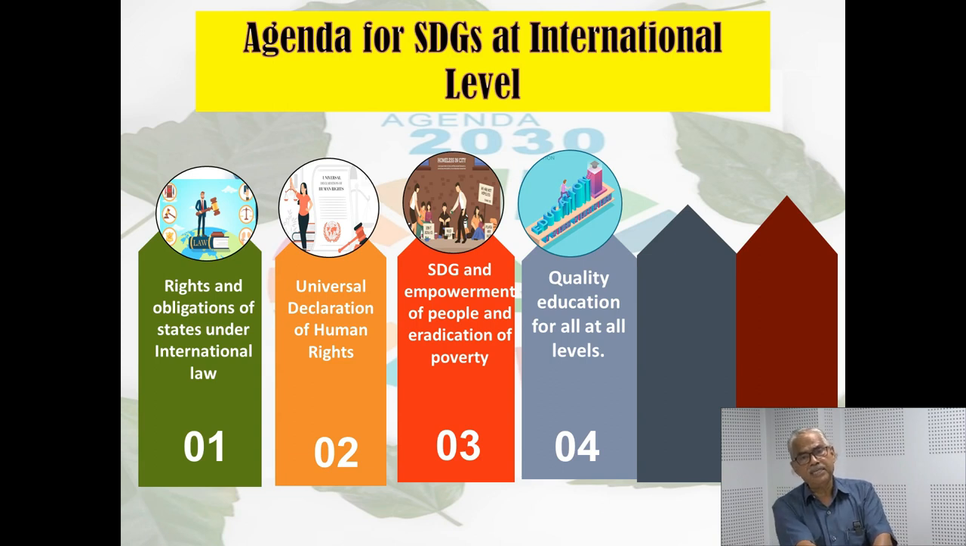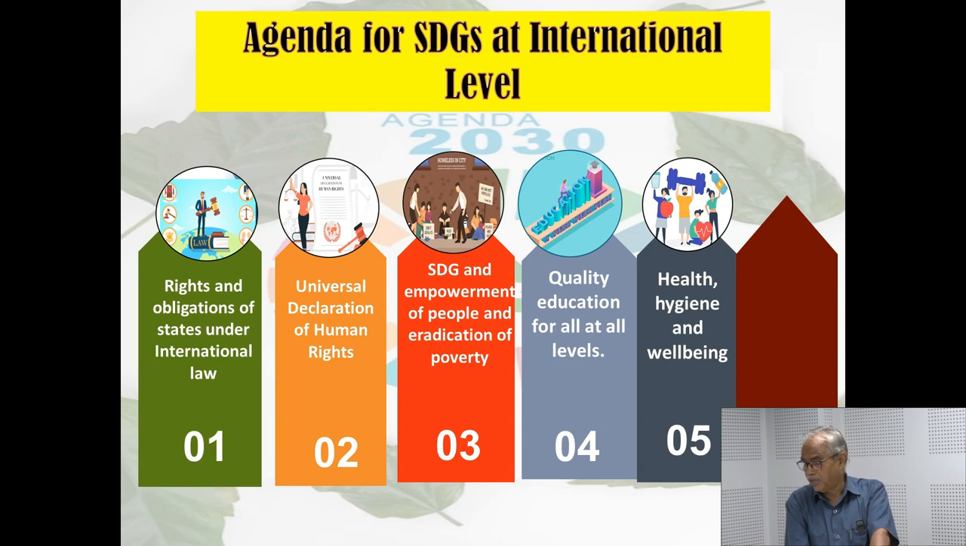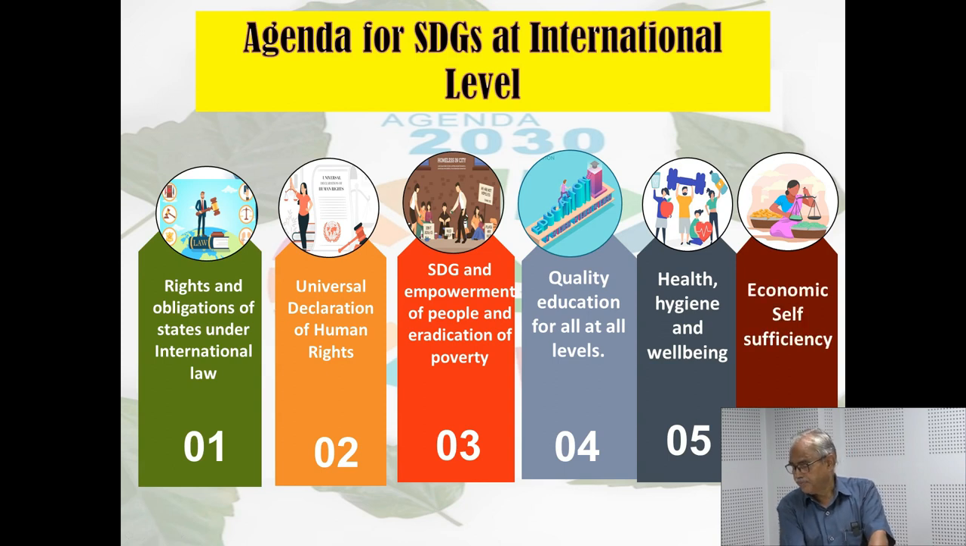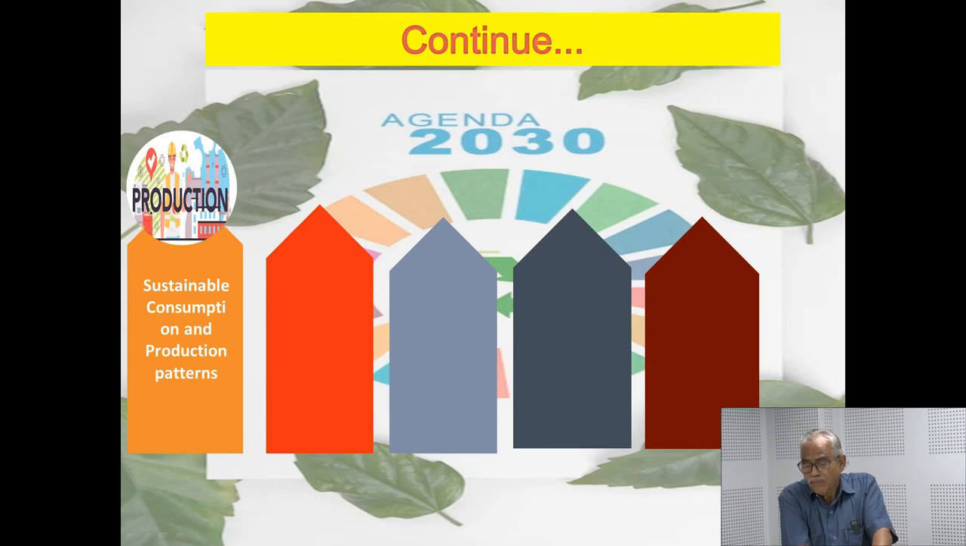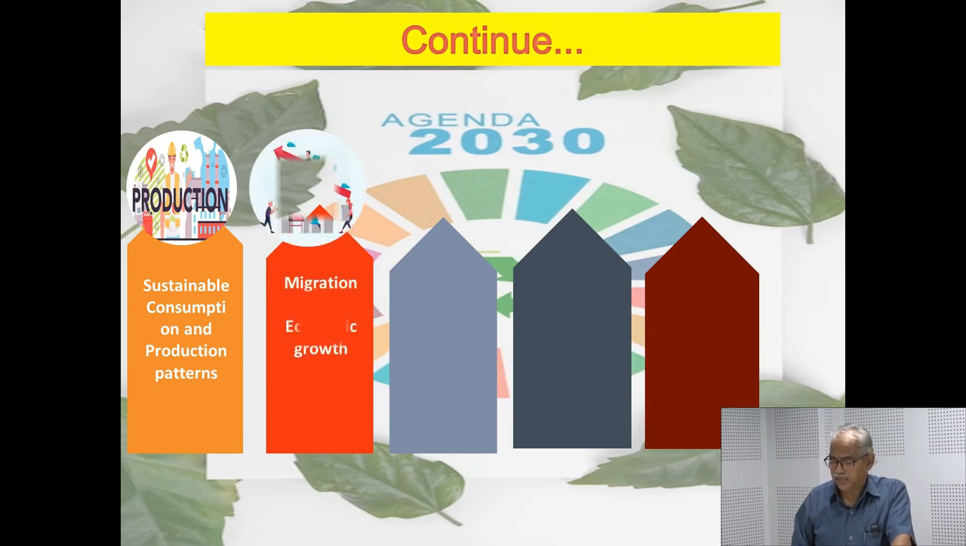And the fourth one is the basic factor, which I will discuss in detail after some time in this lesson, that is quality education for all at every stage of life, including lifelong learning. The fifth one is the well-being of people, health, hygiene, and safety, and a free and clean environment in our living systems. The sixth one is economic self-sufficiency in terms of our production and distribution systems. The seventh one talks about the production system. The production system should be sustainable, and the distribution system should be proper, so that sustainable consumption will take place, and we should curb our greed and emphasize satisfying the basic needs of each and every individual.